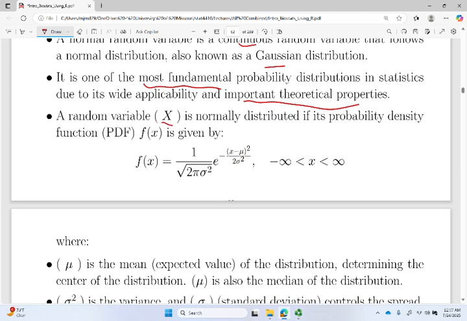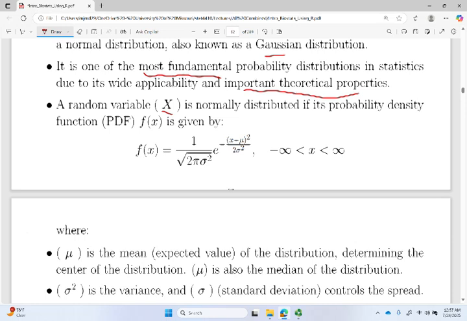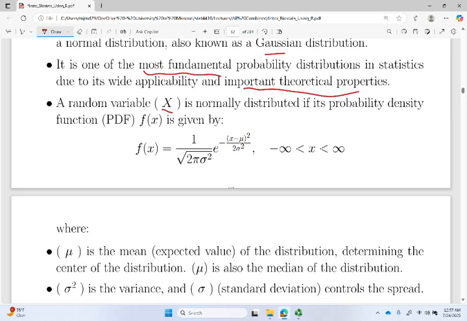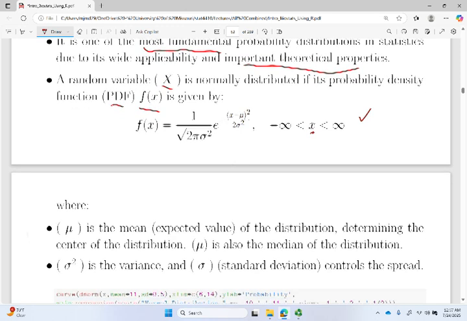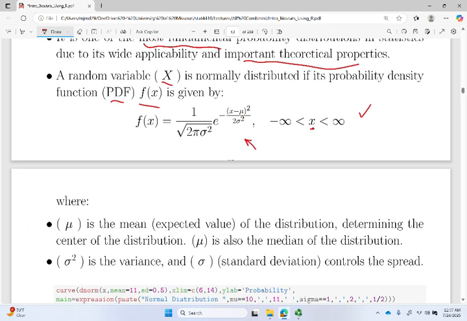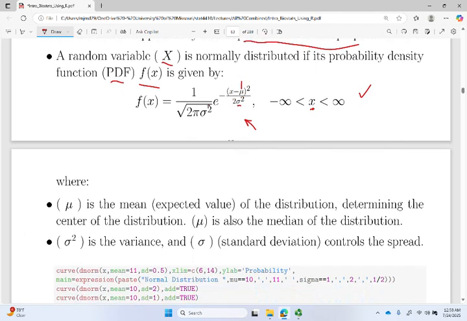So if we let X be a normal random variable, then its probability density, f of x, is given by this equation here. Notice that x can take on any value on the real number line. And in this density, there are some parameters: there's a mu and there's a sigma, or sigma squared.